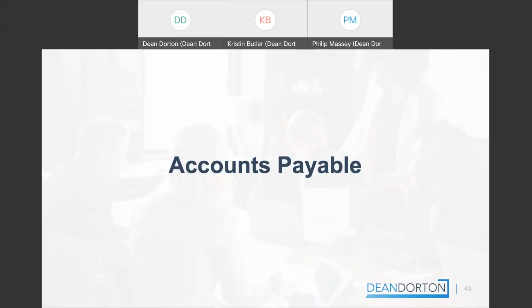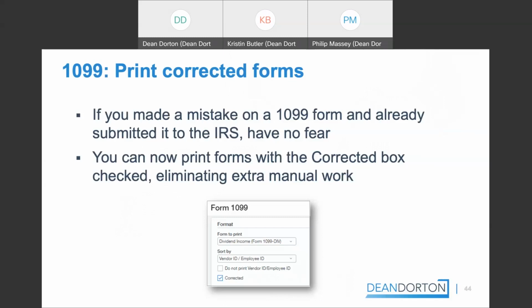Okay, so accounts payable. What would you expect to be something that you might see in a year-end release for an accounting software system for accounts payable? I'll give you 4 numbers to choose from. 1099, right? So, of course, most every year, there's a potential tweak to the 1099 form and things like that. This year, we are helping you if you made a mistake, already submitted it. We now can accommodate corrected 1099 forms.